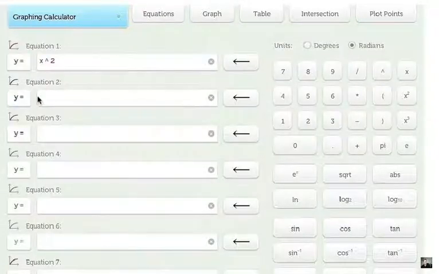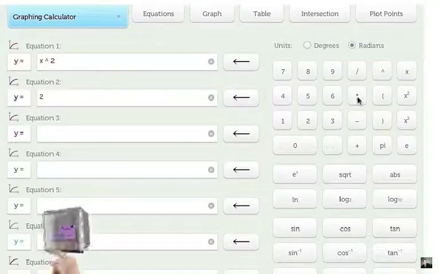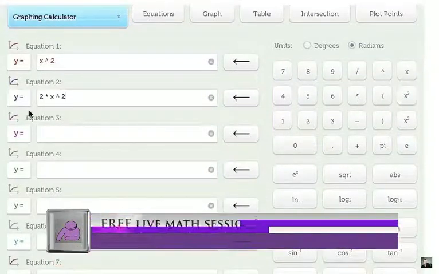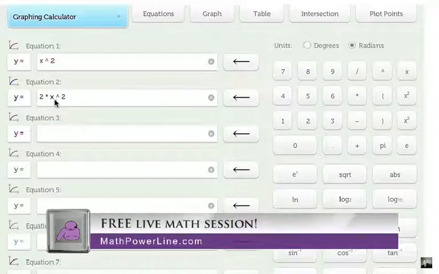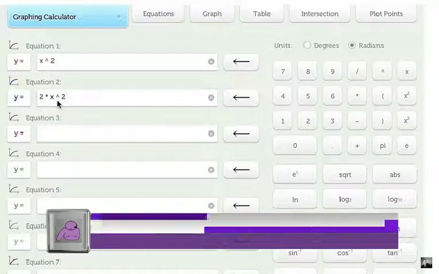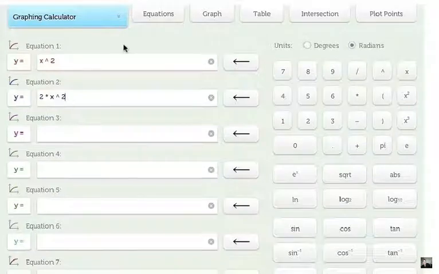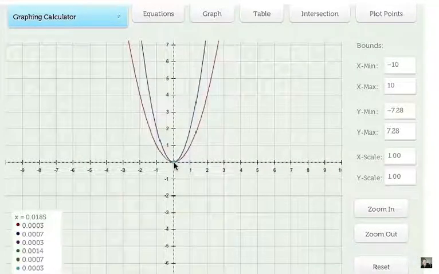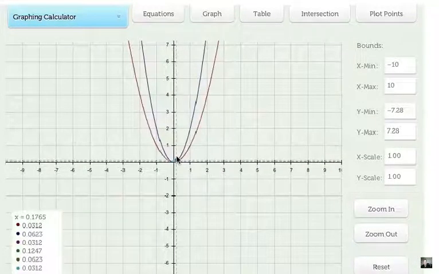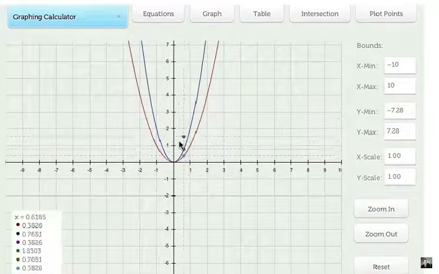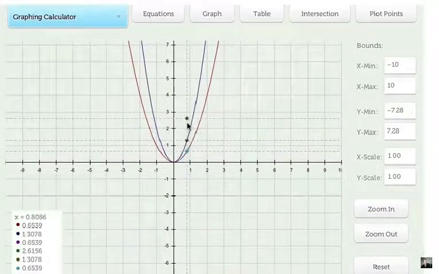All right, let's do some multiplication here. Let's put an a value in front of 2. So it's going to be 2 times x squared. Now that's the way it's going to look. We have to put a caret in here because we can't type in exponents. But that's 2x squared. What's that look like? The original is the red color, and now with a 2 multiplier, it's pinching closer together.